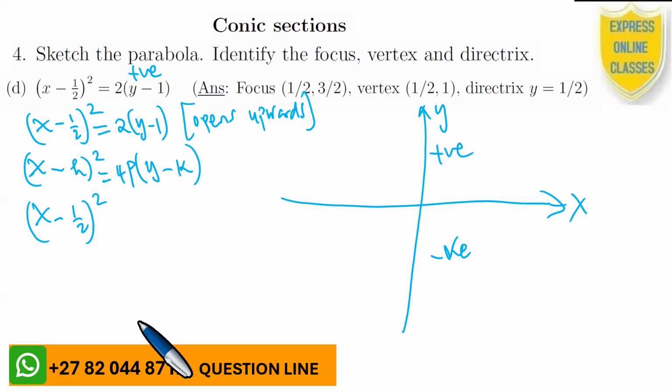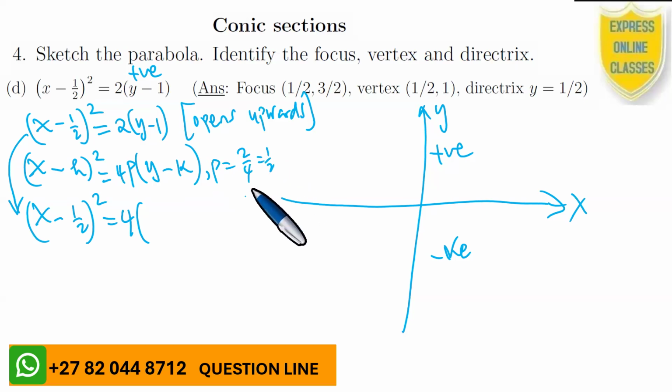Right. So now let us see the vertex. So we're taking this equation from here to this. You pull out 4 out of this, which means that P is going to be 2 out of 4, the 2 divided by 4. So P is going to be 1/2. And then y minus 1. We're done with this one already.